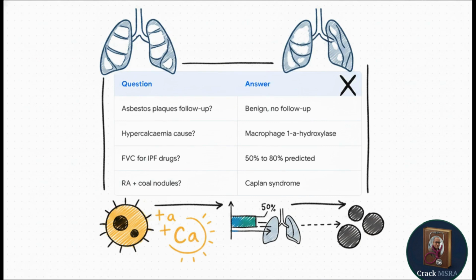Question 8. What specific mechanism causes hypercalcemia in active sarcoidosis? It's the uninhibited 1-alpha hydroxylase activity inside the macrophages of the granuloma, which converts vitamin D. Question 9. What FVC range is required by NICE for IPF antifibrotics? That golden window of 50 to 80% predicted. And question 10. The combination of rheumatoid arthritis and Caplan's nodules is called what?